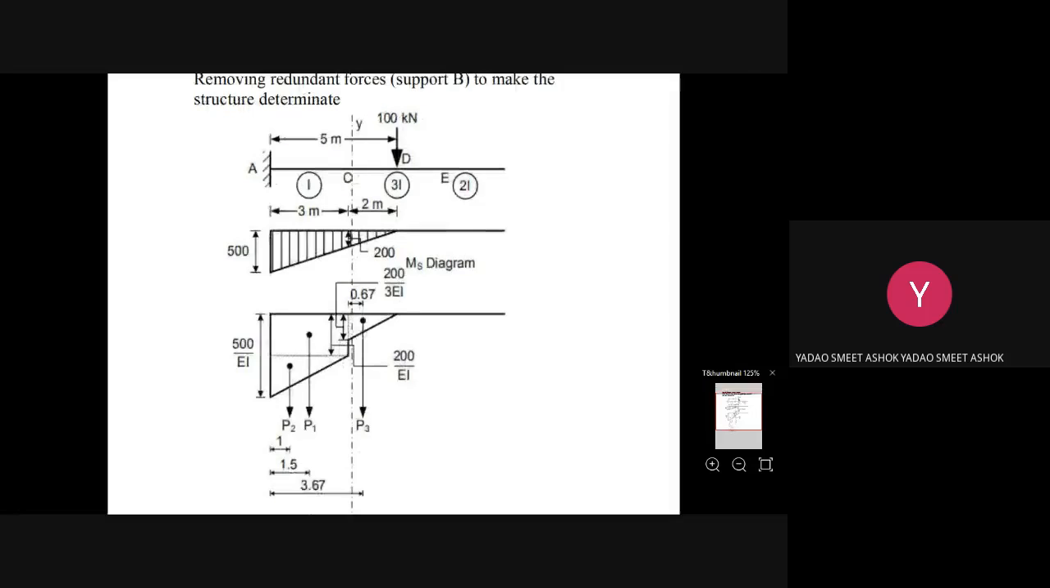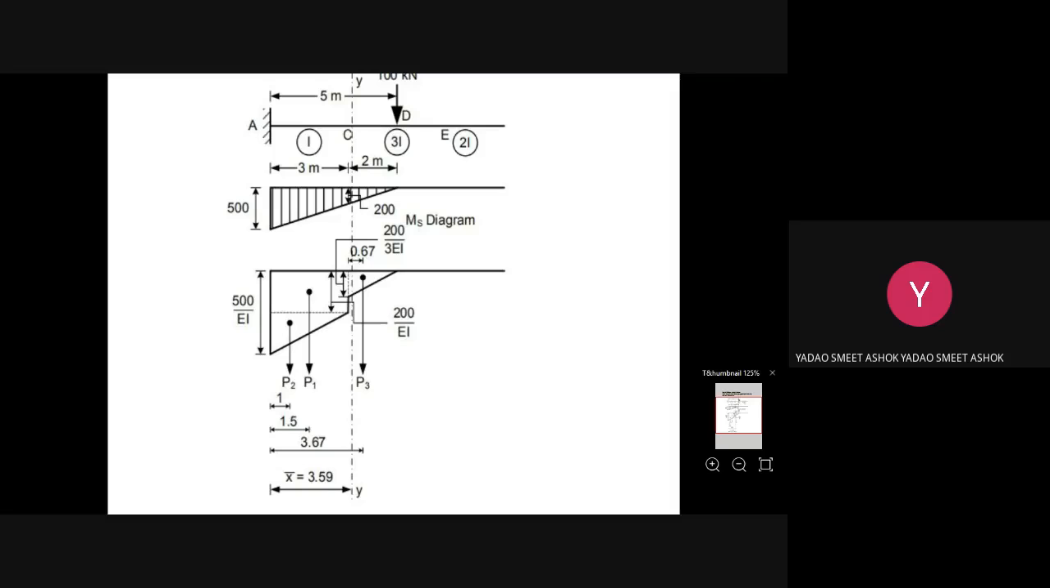Up to the MS diagram and MS by EI diagram, we have finished. Here you can see that due to the changing moment of inertia, from A to C there is a constant value of I, and from C to D, the value of I is going to be changed. So there will be a change in the MS by EI diagram after plotting the MS diagram. You will get this composite section as the MS by EI diagram, and we will divide it into three portions.